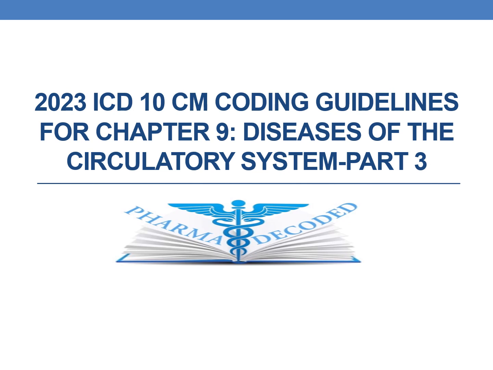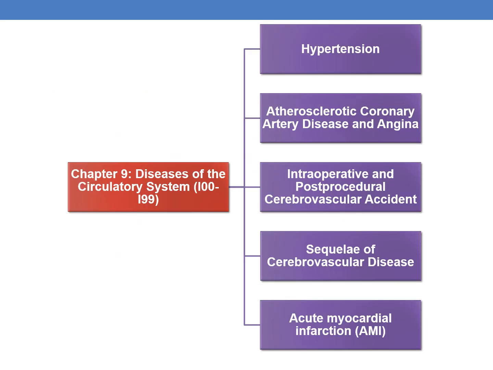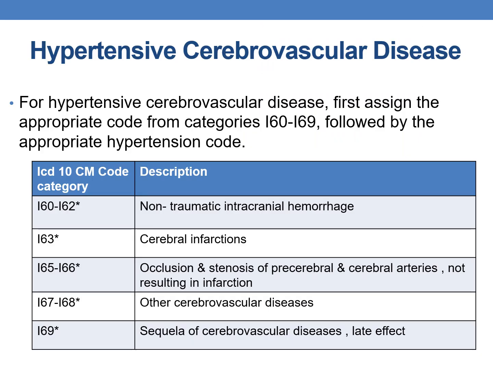Now let us discuss the 2023 ICD-10 coding guidelines for Chapter 9, Part 3. Chapter 9 deals with diseases of the circulatory system. In the current session, we will complete the hypertension topic. Now coming to hypertensive cerebrovascular disease.